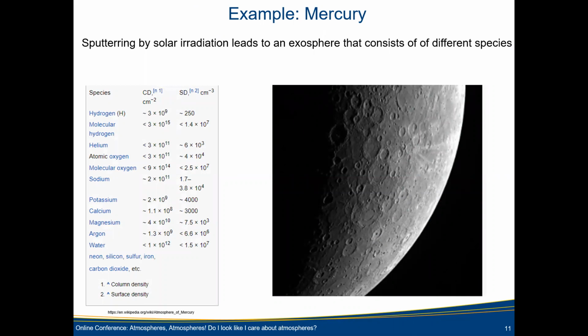However, it has an exosphere consisting of different species which are sputtered by solar irradiation. And here we have different detections for this planet, for instance, potassium, calcium, and magnesium, and so on. Now, 55 Cancri e is a super-Earth. However, it's comparable to Mercury.